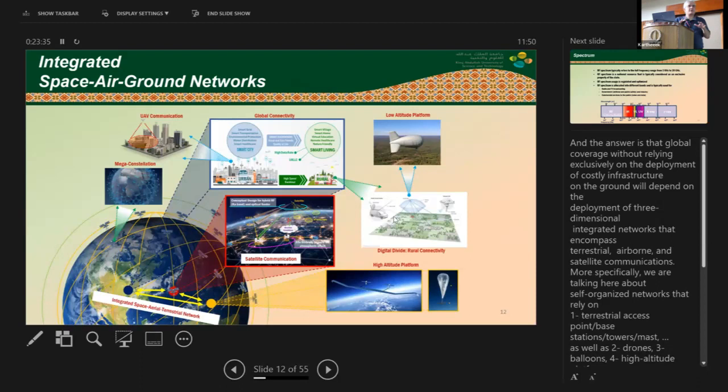The idea here, and the keyword, is integrate. Integrating space, satellites, air, HAPS, balloons, UAVs, and ground, terrestrial base stations. This is the key aspect that is going to make beyond 5G and 6G hopefully successful and this area flourish. In other words, the end user on the ground will be using the same phone, and will take advantage, or reap the benefit, of the economies of scale.